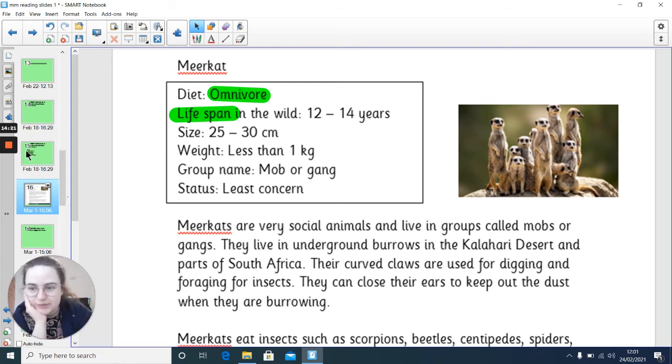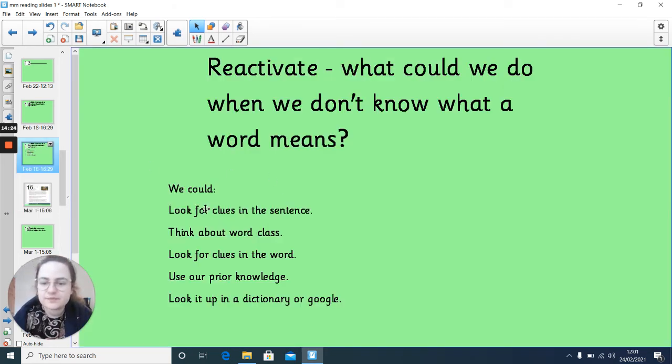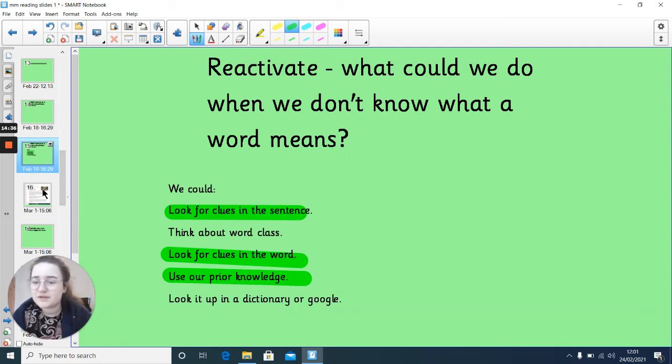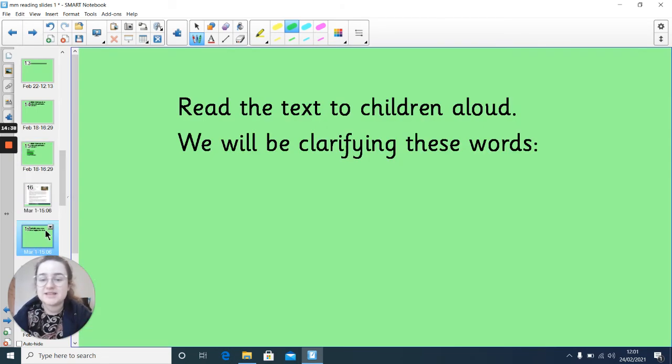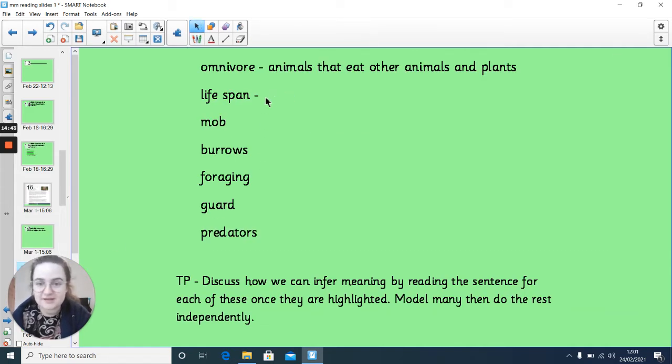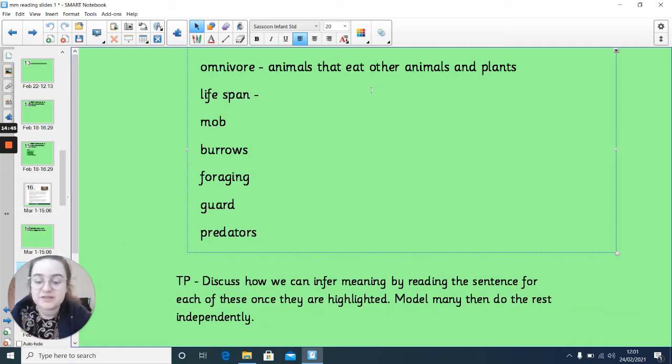So that's super. Let's have a look what strategies we've used. To clarify lifespan, we looked for clues in the sentence, we looked for clues in the word, and we sort of used our prior knowledge a little bit as well. We used all three of those things to clarify what lifespan means. It means how long they live or how old they get. So let's type that in. Their lifespan is 12 to 14 years, so that means how long they live. You're doing a really good job clarifying these, Year Ones.